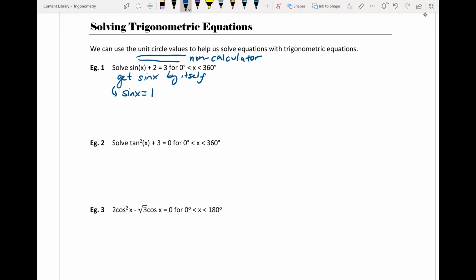And 1 is a y-coordinate on the unit circle, and it would be located over here as the point (0, 1). Remember that sine is the y value on our unit circle. So this occurs at sine 90 degrees to get 1. So this means that x is equal to 90 degrees, because 90 degrees is located up here.